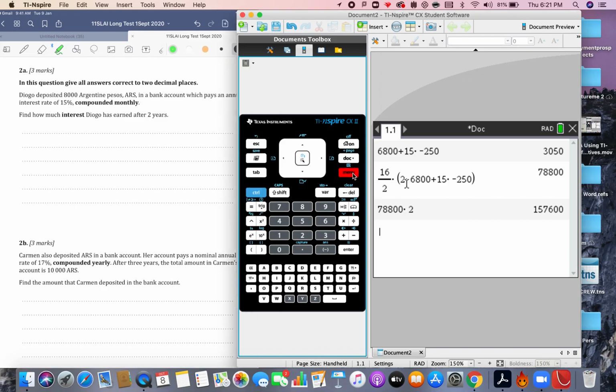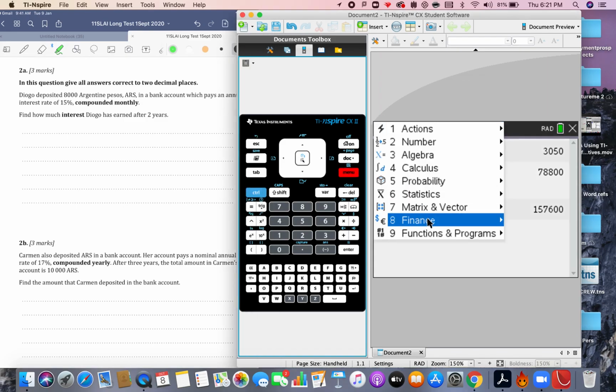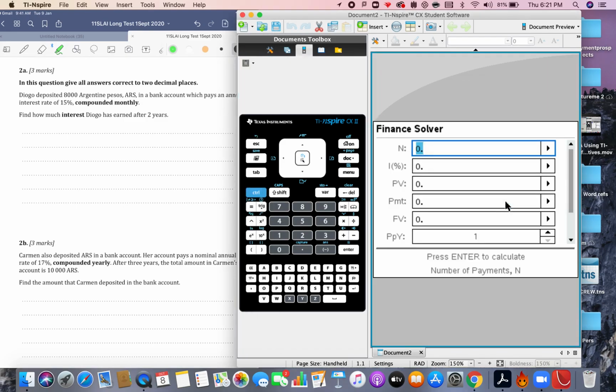So let's just get the financial solver open. Menu, finance, finance solver. So let's just unpack this, okay? I'm going to just highlight some key ideas here. So I'm going to actually invest 8,000. Okay, so my present value is 8,000, but I'm investing that away from me, so that's negative 8,000.